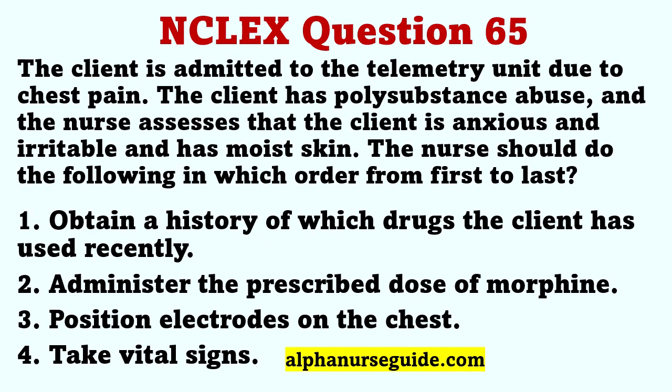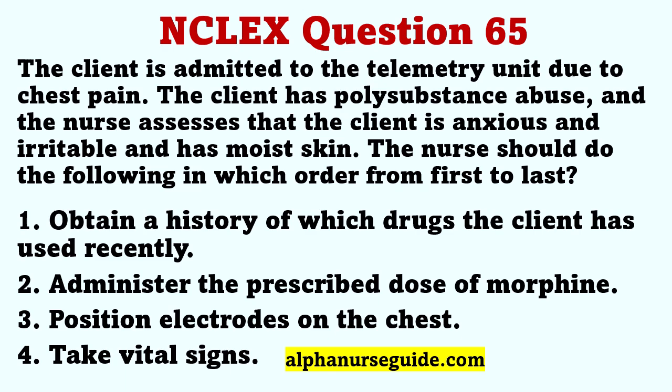The client is admitted to the telemetry unit due to chest pain. The client has polysubstance abuse, and the nurse assesses that the client is anxious and irritable and has moist skin. The nurse should do the following in which order from first to last. 1. Obtain a history of which drugs the client has used recently. 2. Administer the prescribed dose of morphine. 3. Position electrodes on the chest. 4. Take vital signs. The correct order is 3.